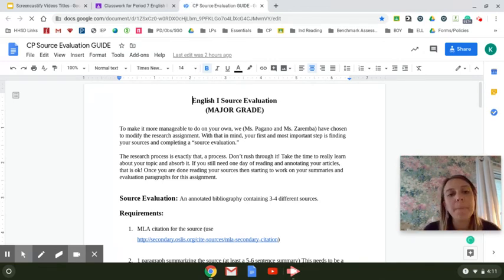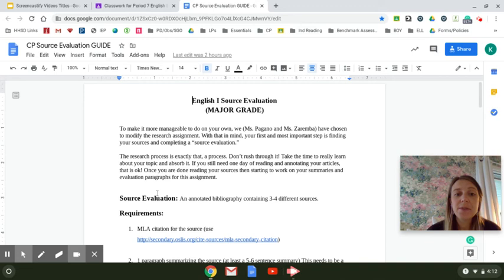So to make the research paper more manageable, Ms. Zaremba and I modified it from what we would have done if we were in person in school, because we couldn't get library books and a lot of the resources that we would have used had we been in person in school. So we minimized the quantity but not the quality of the project. Remember that researching is a process, so I'm going to suggest steps for how you could do this assignment, but you can always rearrange as long as you get it done and submitted.